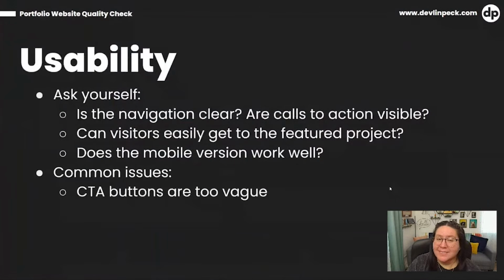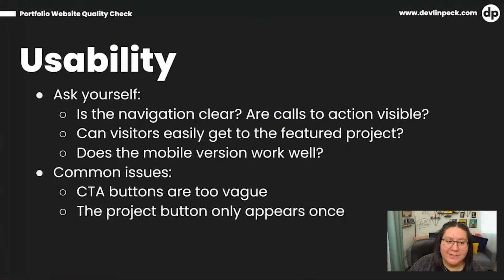Common issues: CTA buttons are too vague. So you've probably seen buttons that say go or something like that. But go where? Where is that going? Or email. Does that mean it's taking me to your email address so that then I can send you an email later? Or is it going to open up the email tool on my computer? We want to be specific, right? So get in touch, contact me, view project, learn more. Having those descriptive buttons is important and helpful.